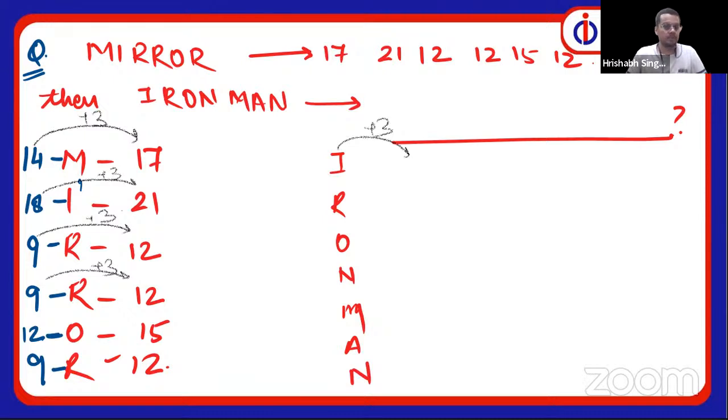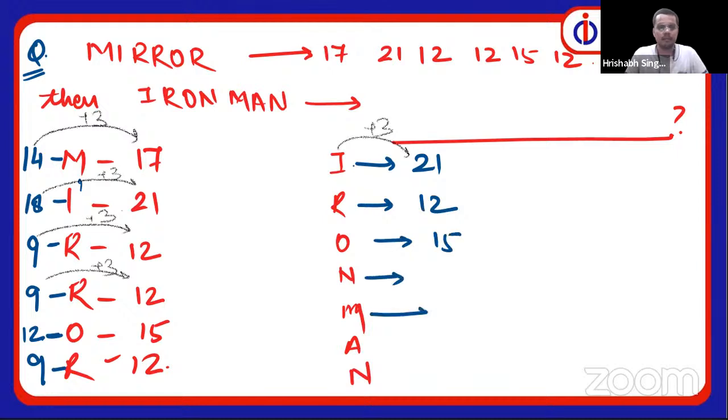Smart क्या होता है यहाँ पे? IROM का वैल्यू हमें पता है, तो हम डायरेक्ट लिख लेंगे. I का वैल्यू 21, R का वैल्यू 12, O का वैल्यू 15, N का वैल्यू निकालना होगा. अगेन M का वैल्यू 17, A का वैल्यू वी विल टॉक अबाउट इट, एंड देन N का वैल्यू. सो हमें N, A का वैल्यू निकालना है बस.